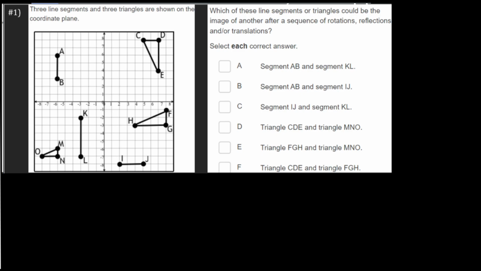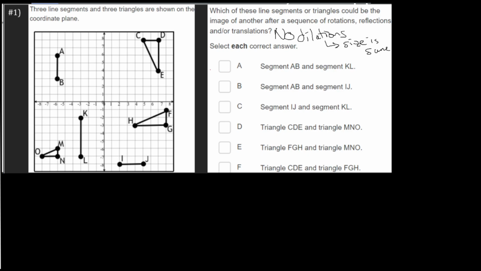So what we're going to say is 3 line segments and 3 triangles are shown on the coordinate plane. Which of these line segments or triangles could be the image, meaning the new picture, of another after a sequence of rotations, reflections, and translations? And what that means is no dilations, meaning the size is the same. And so right away, I can kind of cross out some of my selections.